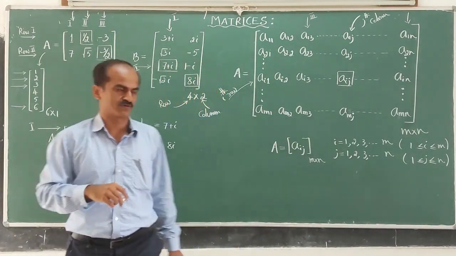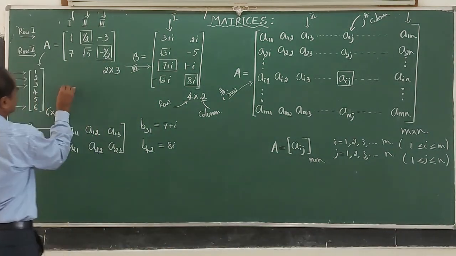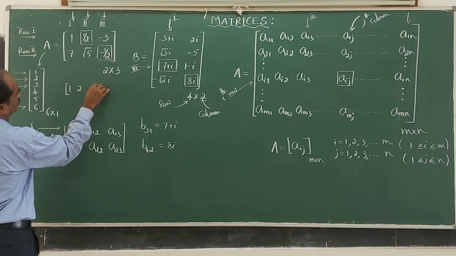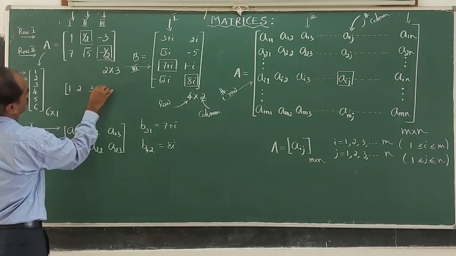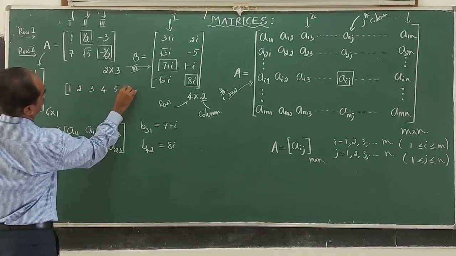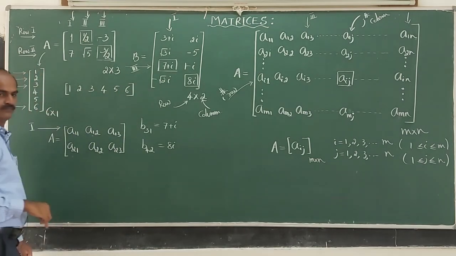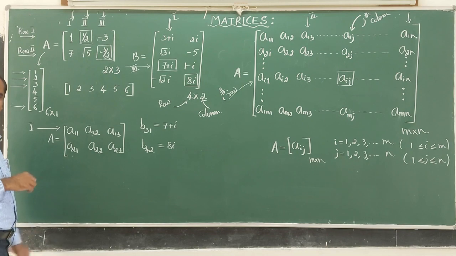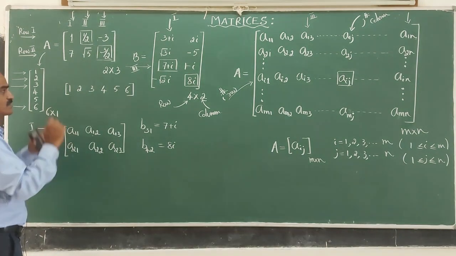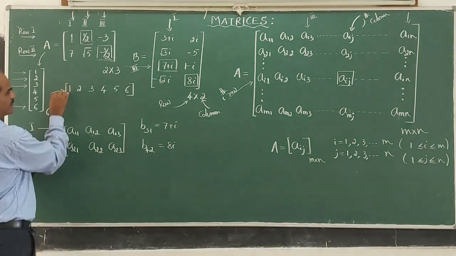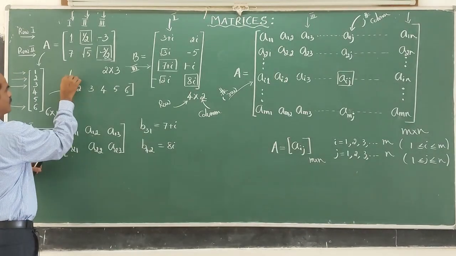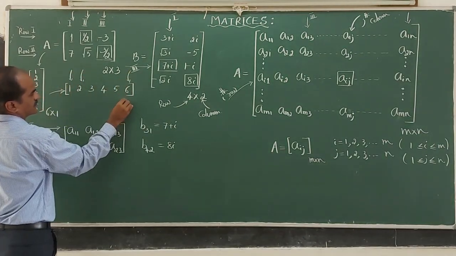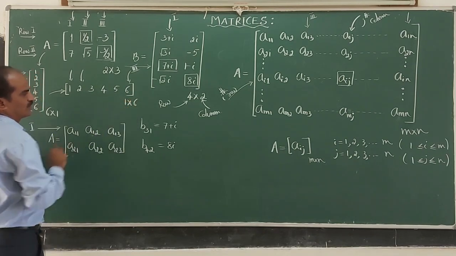Let me write some more. Again I have written 6 elements. The number of elements is 6. What is the order of this matrix? How many rows are there? Only one row. How many columns? 1, 2, 3, up to 6. So therefore, the order of this matrix is 1 by 6.